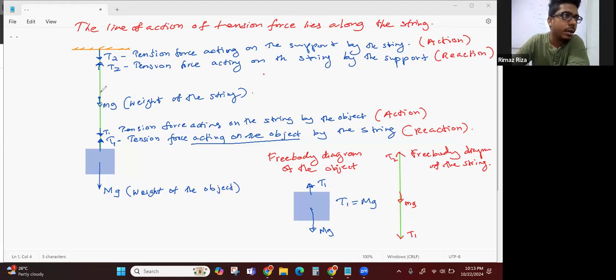So you can see the line of action of these tension forces lies along the string. Is that clear? Yes, sir. Okay, the next point.